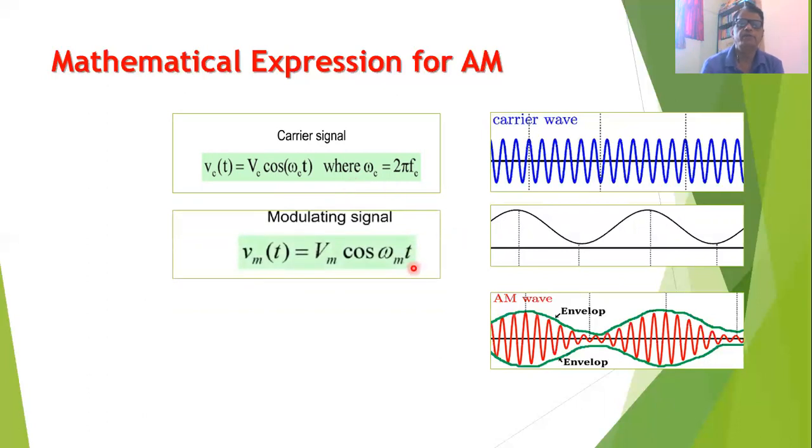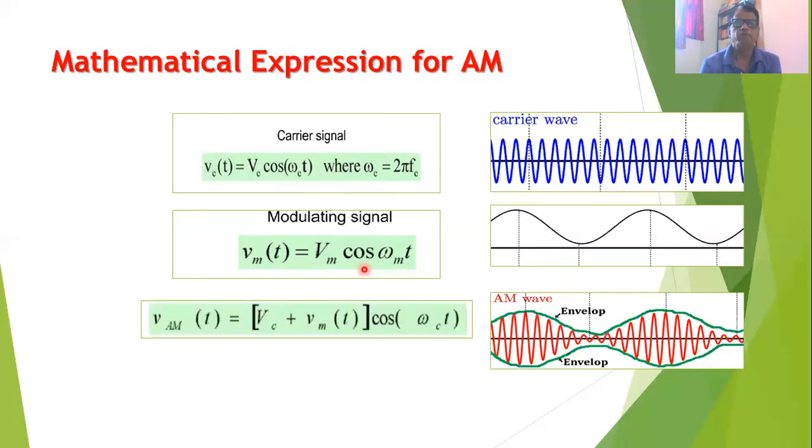Similarly, we can write the equation for the modulating signal or information signal, and this is written as v_m(t) is equal to capital V_m into cos of omega_m t, where omega_m is equal to 2 pi f_m, where omega_m is the angular frequency and f_m is the linear frequency.